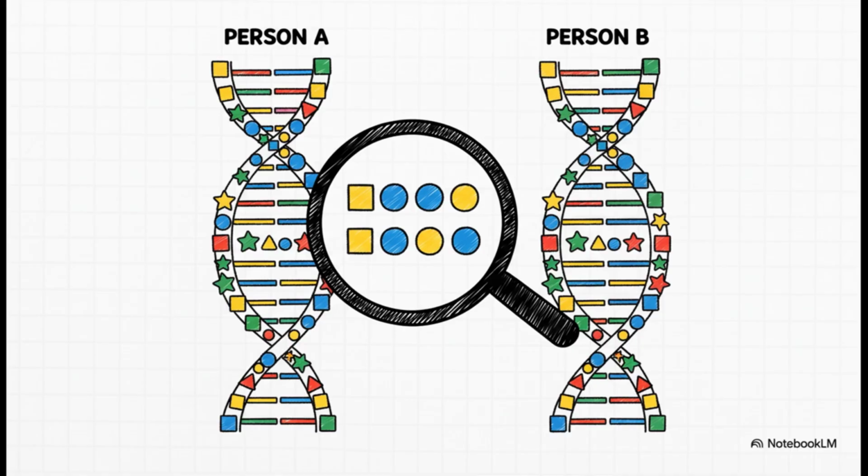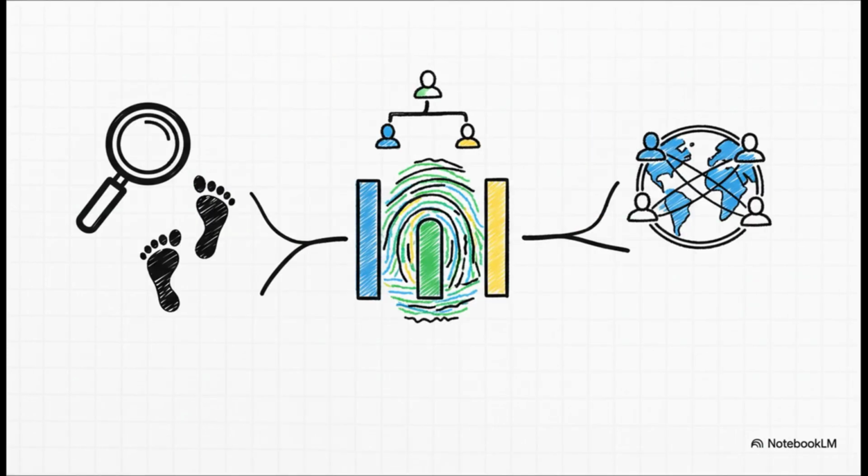DNA fingerprinting hones in on specific parts of our DNA where short sequences are repeated over and over. The number of times these sequences repeat varies a lot between people, and that pattern creates a genetic profile that's unique to you, your DNA fingerprint. And the uses for this are just everywhere.